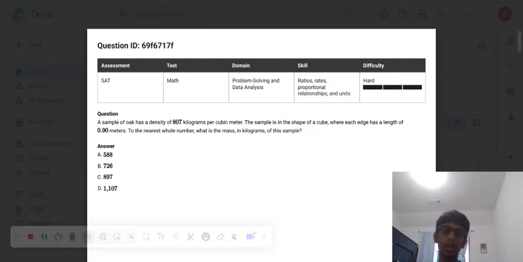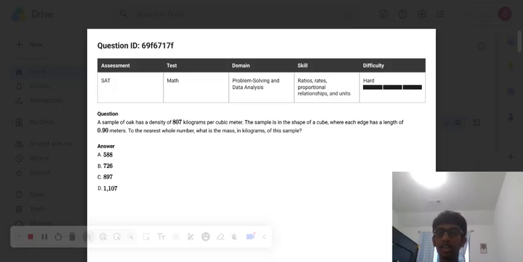Hello everyone, my name is Sanjeev and today we're going to be looking at our SAT math problem solving and data analysis. More specifically, we're going to be looking at the scale ratios, rates, proportional relationships, and units. And as always, we're looking at a set of 5 difficult questions. So let's dive into the first question.